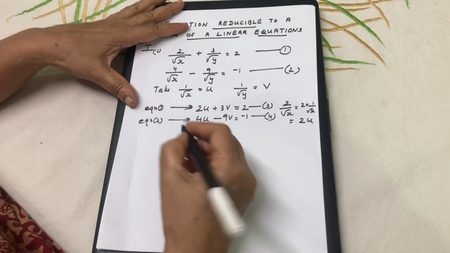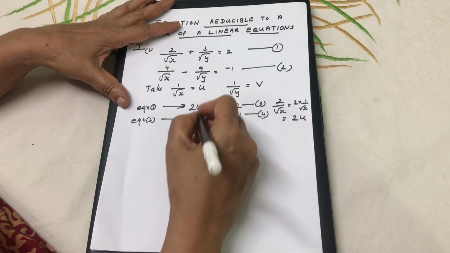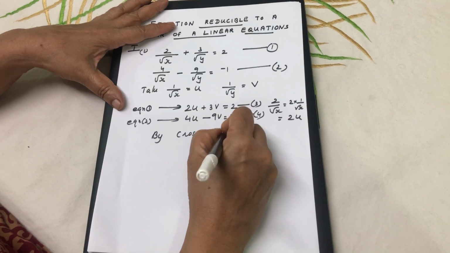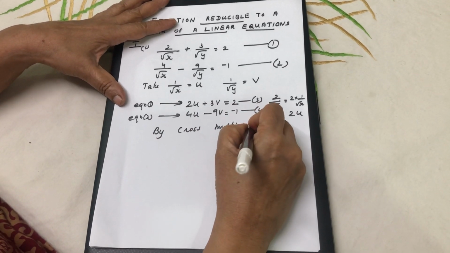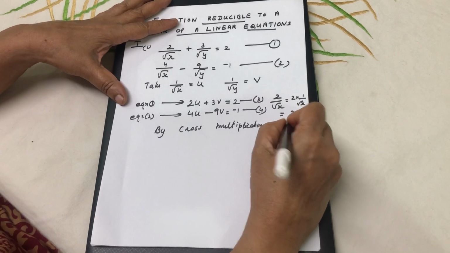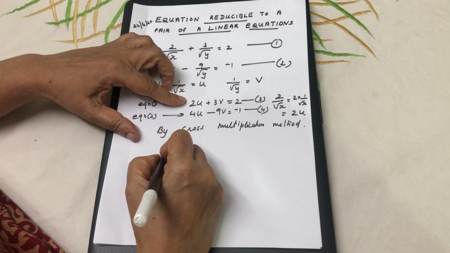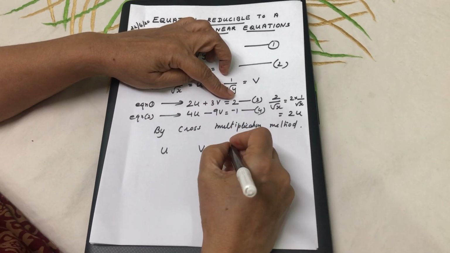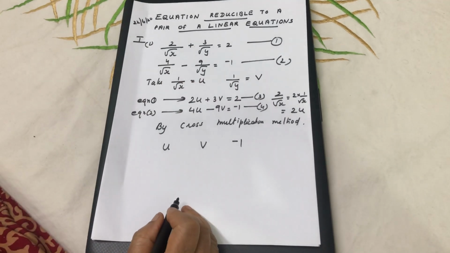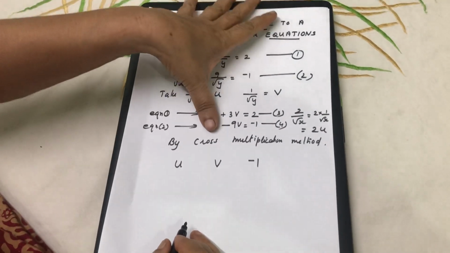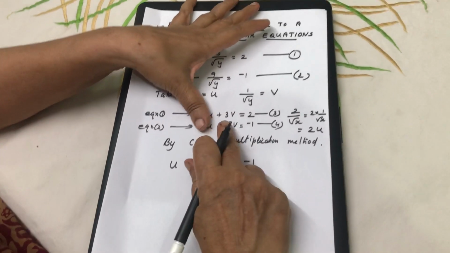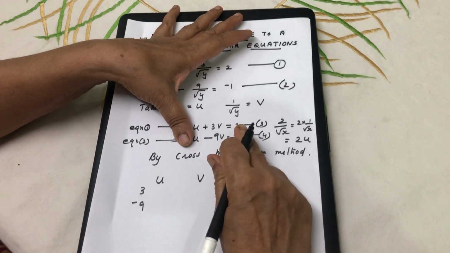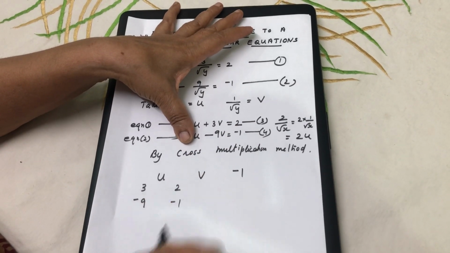So you have learned the cross multiplication method. I am going to use this cross multiplication method. By cross multiplication method, u, v, and this constant term is on the right side, so you have to write down minus 1. So under u, you hide this u. Next coefficient is 3. 3, minus 9 you write on the left side. Next one is 2, minus 1.